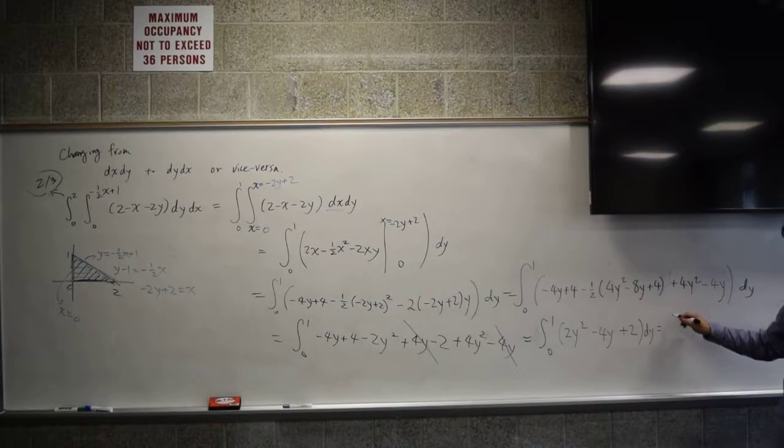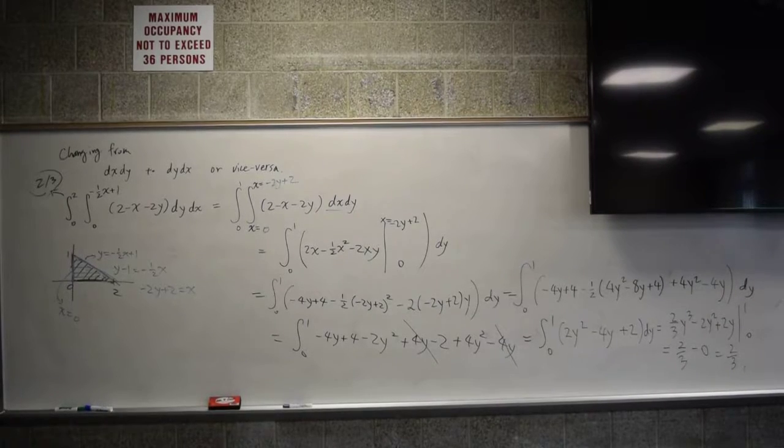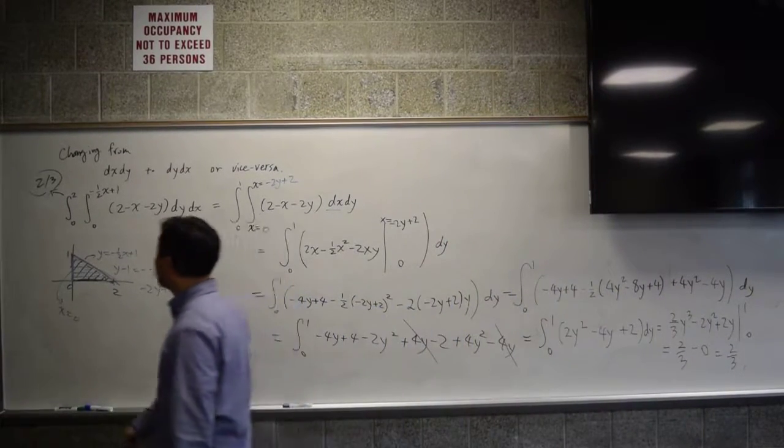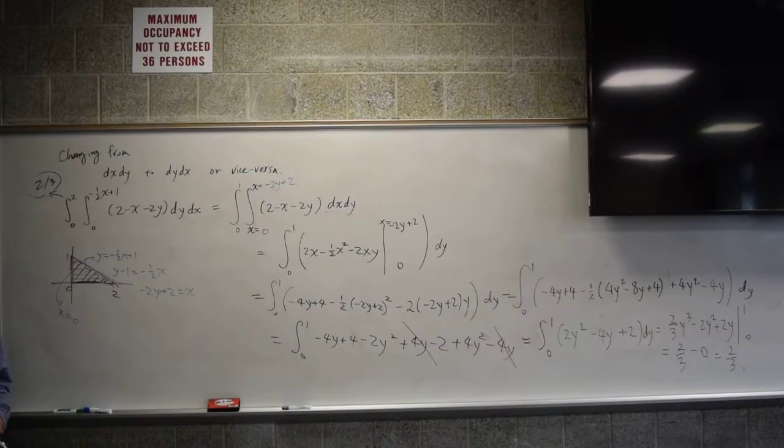So that gives you 2/3 y cubed minus 2y squared plus 2y, and you're plugging in 1 and 0. When you plug in 1, these two cancel, and you get exactly 2/3. When you plug in 0, you don't get anything, so this is just 2/3, which agrees with our previous calculation. So it's exactly the same. So that's how you change the order of integration.